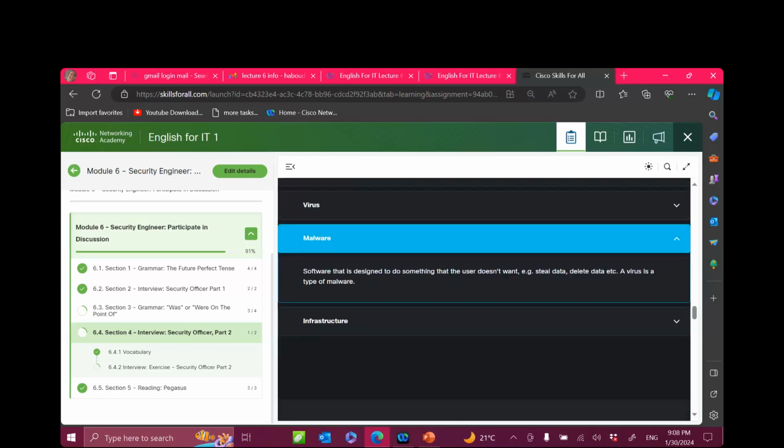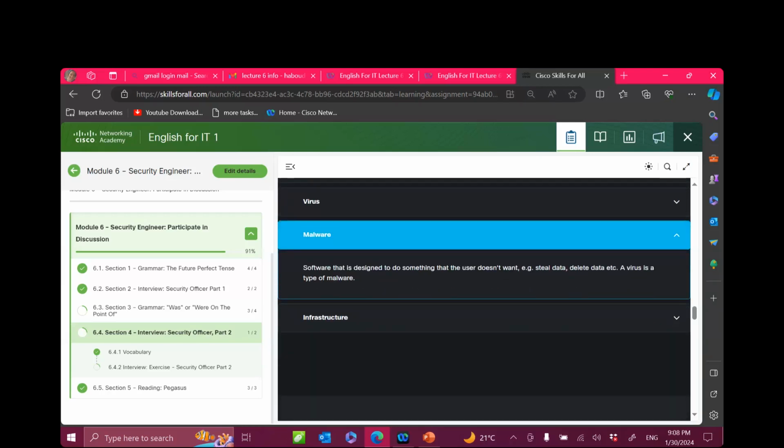Okay. Next, malware. Malware is software that's designed to do something that the user doesn't want. يعني دي برامج بتتصمم مخصوصة عشان ايه؟ to do something unwanted. Like what? Like steal data، يسرق كده معلومات، delete data. So a virus is a type of malware. Okay.